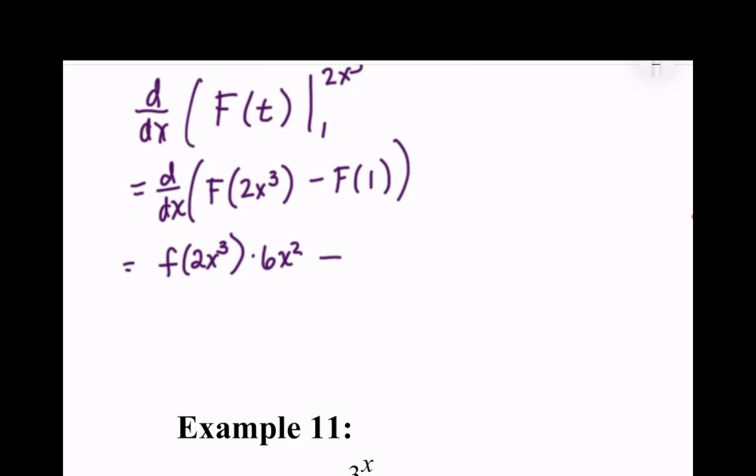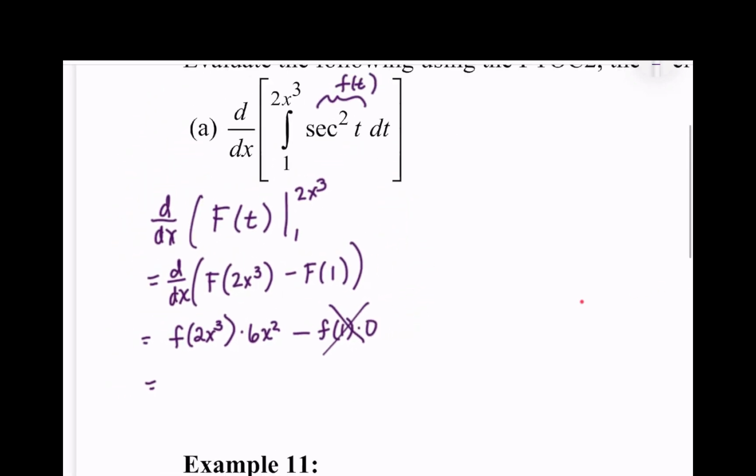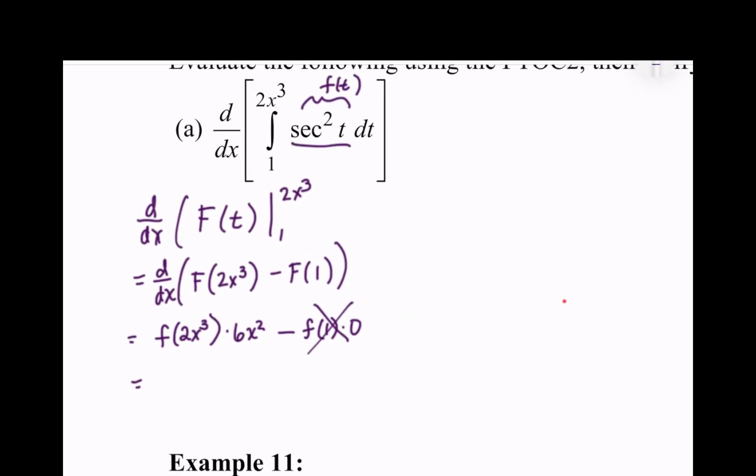And then I'll take the derivative of the second part. The derivative on the outside is f, inside stays the same, times the derivative on the inside. So this constant term, same as before, cancels out, and I'm just left with 6x squared times f of 2x cubed. Here's my f function, so that's what I'm going to plug it into. So it's secant squared of 2x cubed times 6x squared. Okay, so that is the long way to do it.